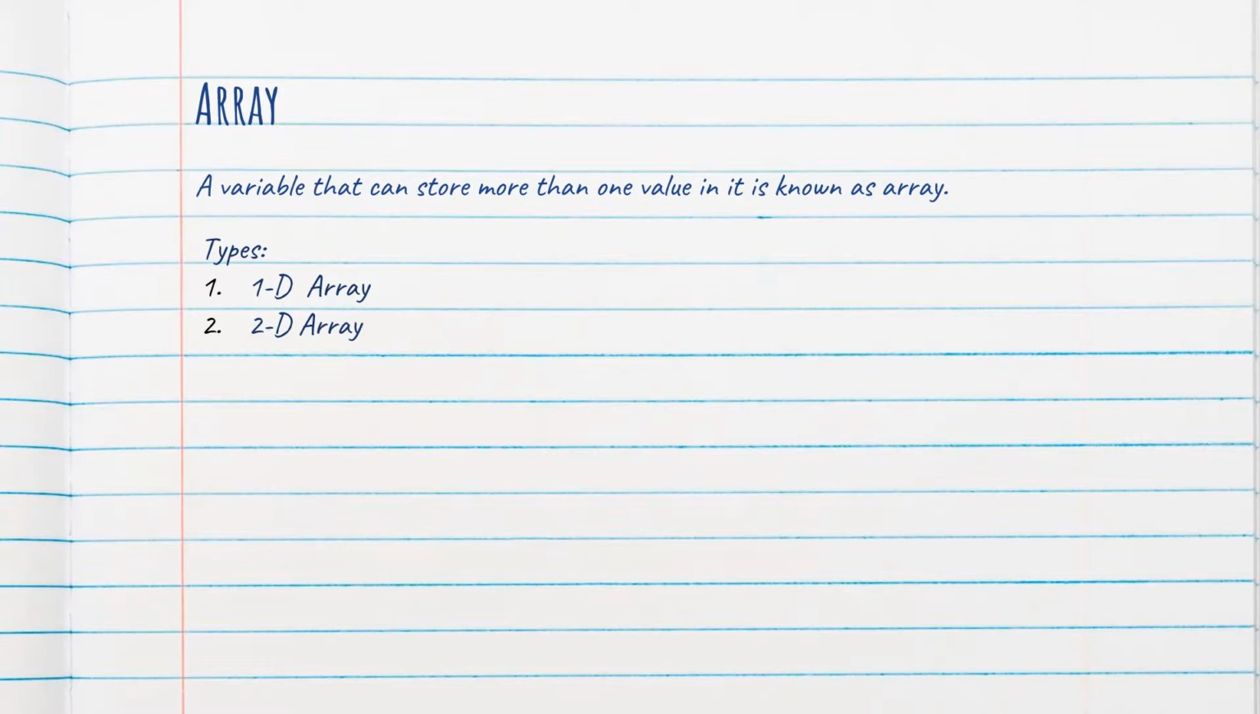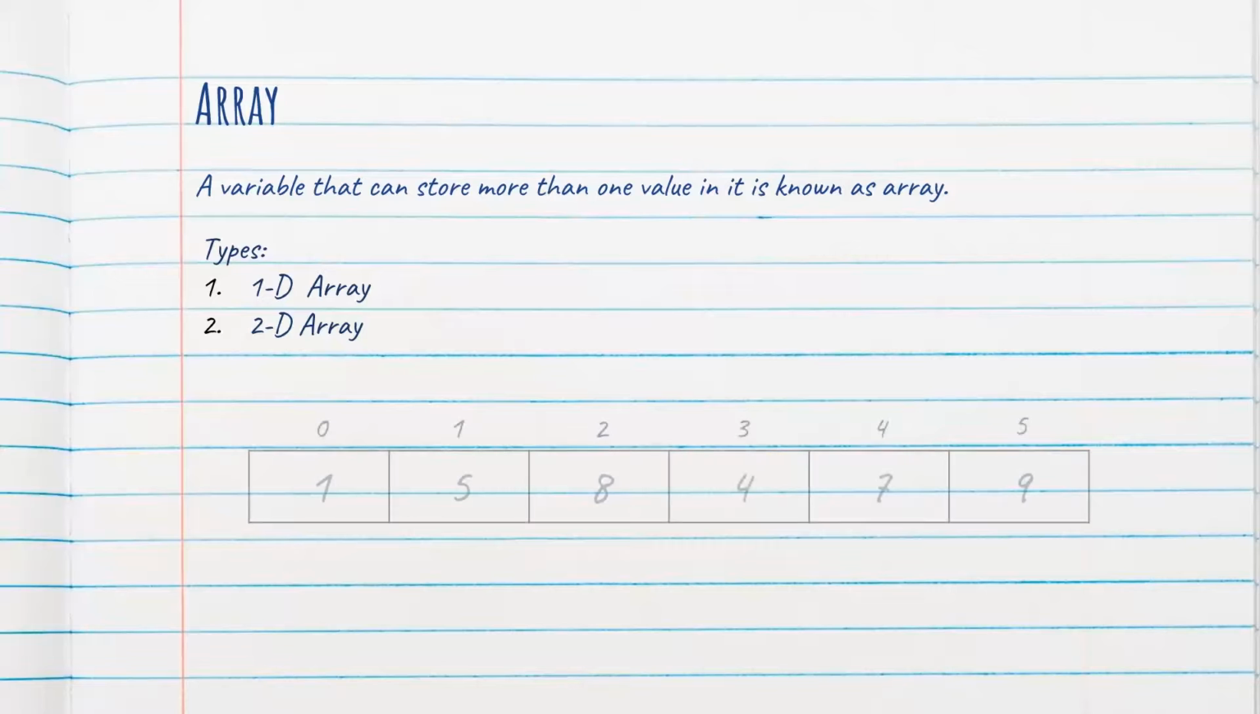There are two types of array. The first one is the one-dimensional array and the second one is the two-dimensional array. In this video, we are going to discuss the one-dimensional array in detail. So a one-dimensional array is something like this, you can see on the screen. Here, there is an array which stores data and the size of this array is 6. And the data stored in this array is 1, 5, 8, 4, 7, and 9.